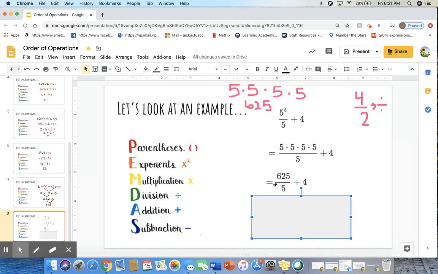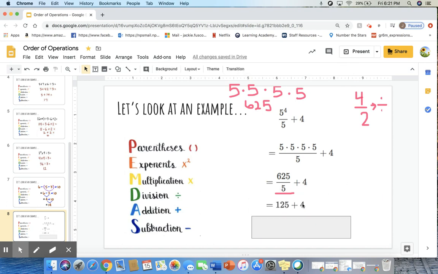Now, this looks like a fraction, but remember, that's just division. So I have division and I have addition. So my first step is going to be to divide because I need to work from left to right. So 625 divided by 5 is going to give me 125. So I'm going to bring that down, and then I just need to add 4. 125 plus 4 is 129.